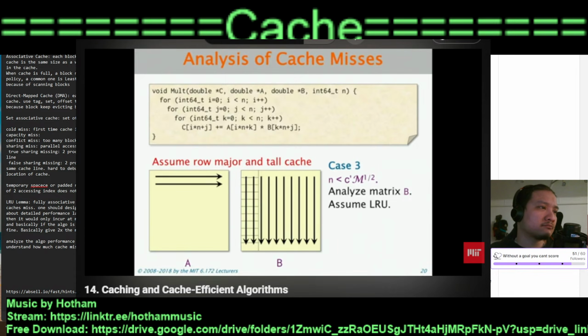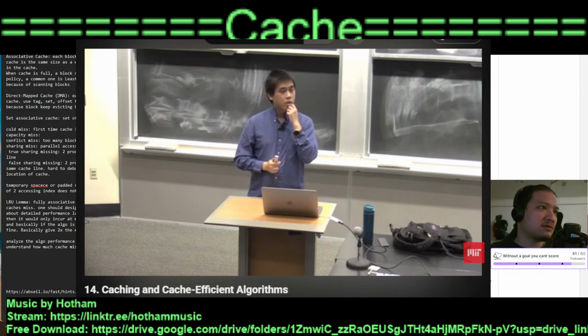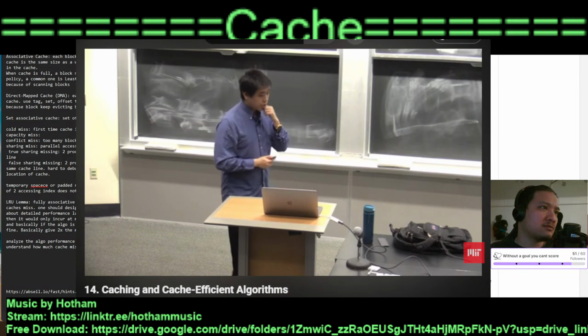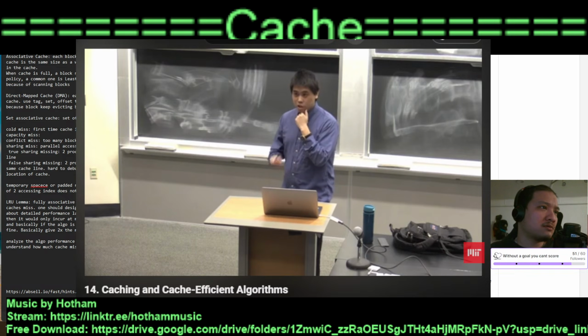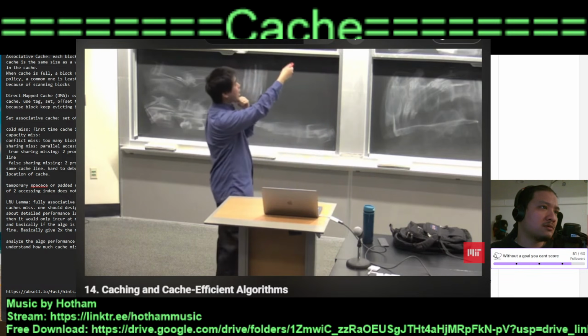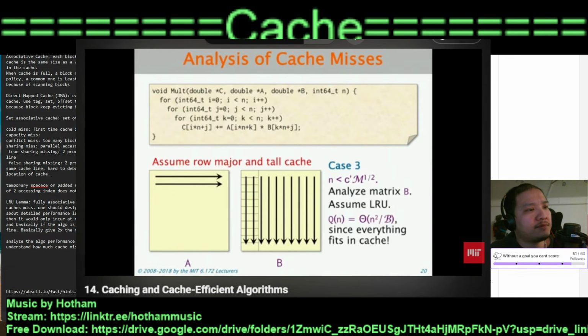What about the second row of A? How many cache misses am I going to incur? Still n, right? Because you still have to load them. Yeah, so for the second row of A, I'm not going to incur any cache misses, because once I load B into cache, it's going to stay in cache because the entire matrix can fit in cache. I assume that n is less than c prime times square root of M. So the total number of cache misses I need for matrix B is theta of n squared over B, since everything fits in cache, and I just apply the submatrix caching lemma from before.